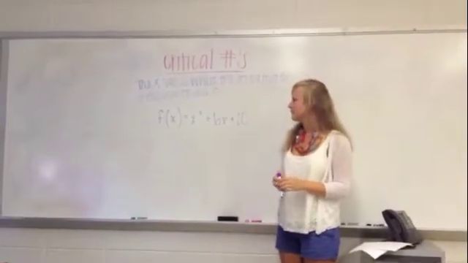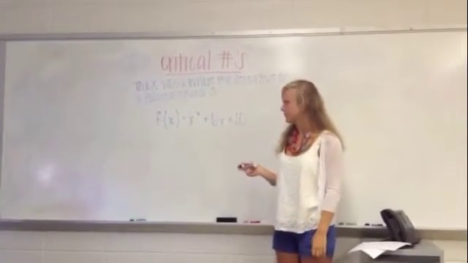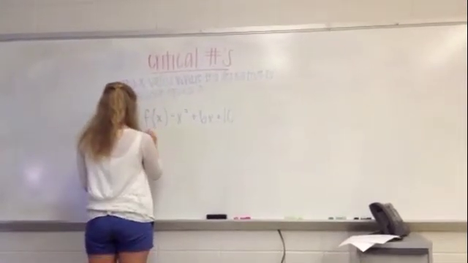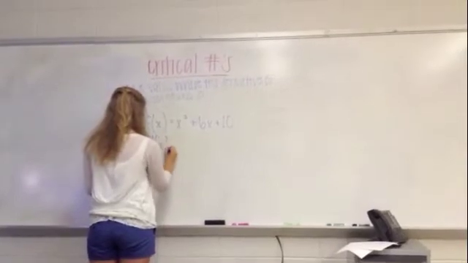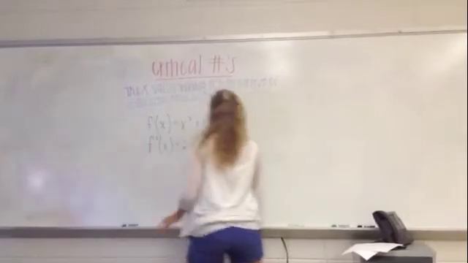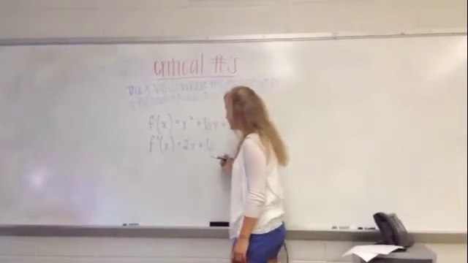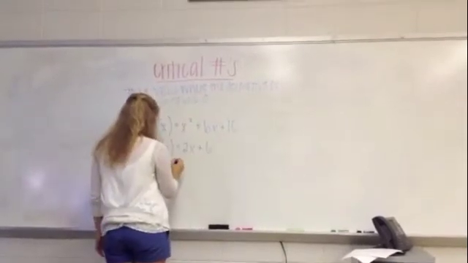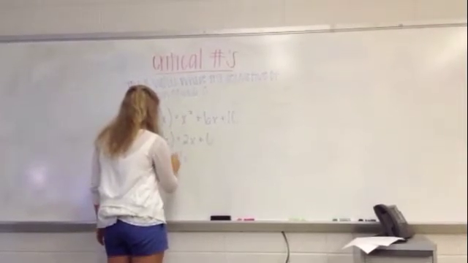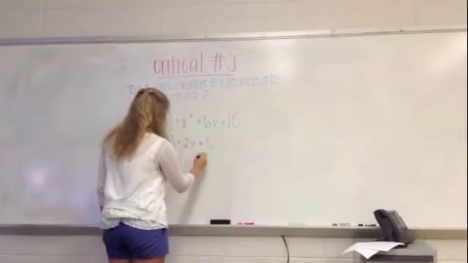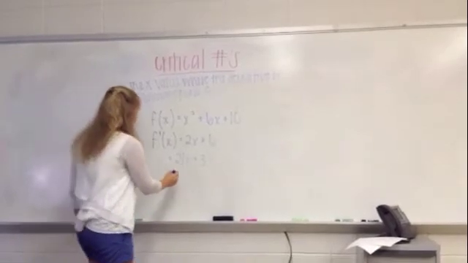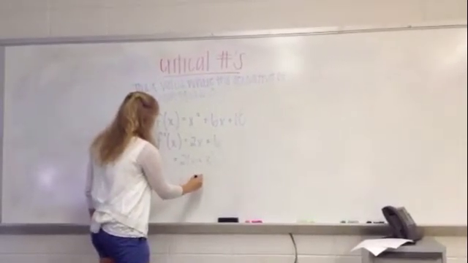Another example of critical numbers is this function, which is x squared plus 6x plus 10. And to find the critical numbers, first you have to take the first derivative. And the first derivative is 2x plus 6. Then you find the zeros of the first derivative, so you can take out a 2, which gives you 2 times x plus 3. And the zeros of that is x equals negative 3. So that's your critical number.